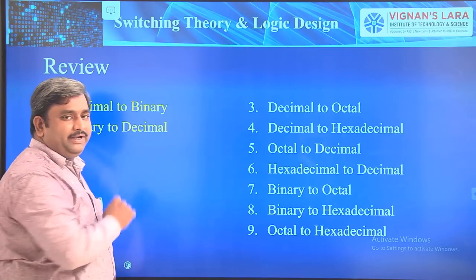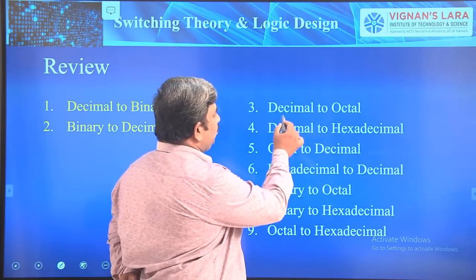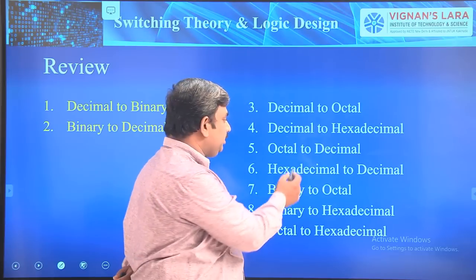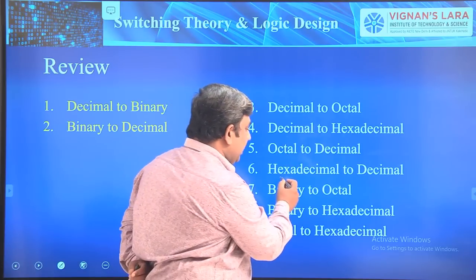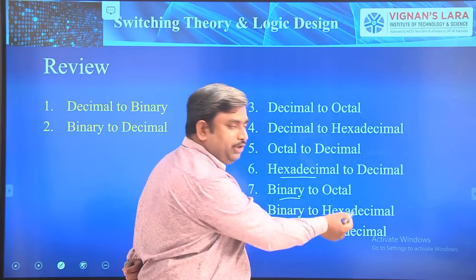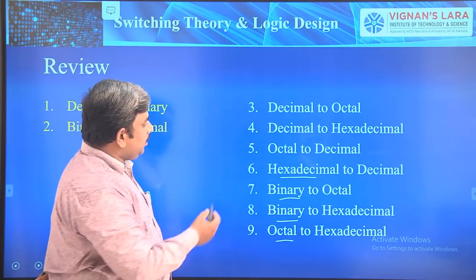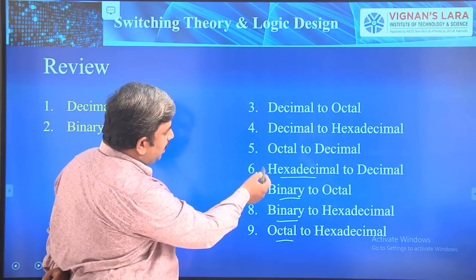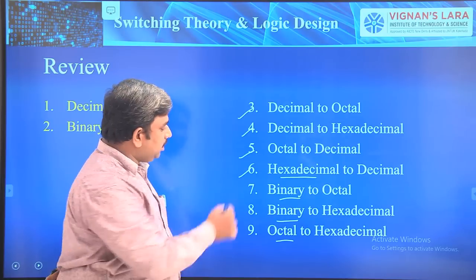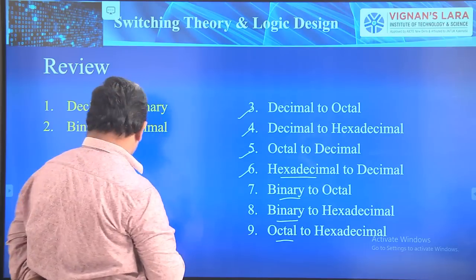In the last class we completed decimal to binary conversion and binary to decimal conversion. In this class we will see decimal to octal conversion, decimal to hexadecimal conversion, octal to decimal conversion, hexadecimal to decimal conversion, binary to octal conversion, binary to hexadecimal conversion, and octal to hexadecimal conversions. In the present class we will see some of the possible conversions. Majorly I will discuss these 4 conversions in this class, and in the next class we will discuss these 3 conversions.